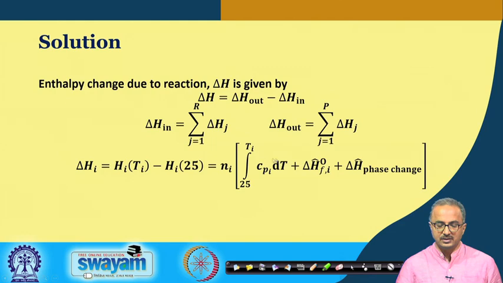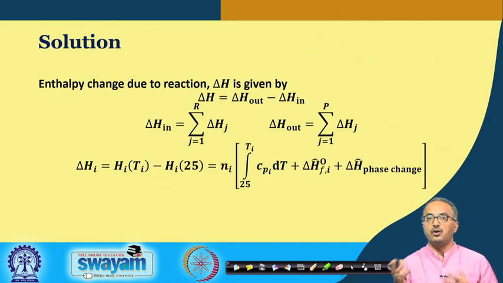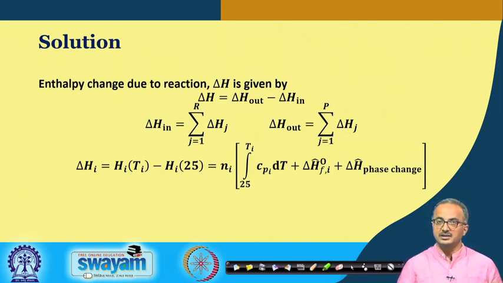Now, this particular thing is given by this equation, and you can see that in this case there could be phase changes also. Suppose the reaction is happening in the gaseous phase, but the product is coming out in the liquid phase, or the reaction is in the liquid phase and the product is coming out in the gaseous phase. So, there will be some kind of phase changes involved. But in this particular example there is no phase change.